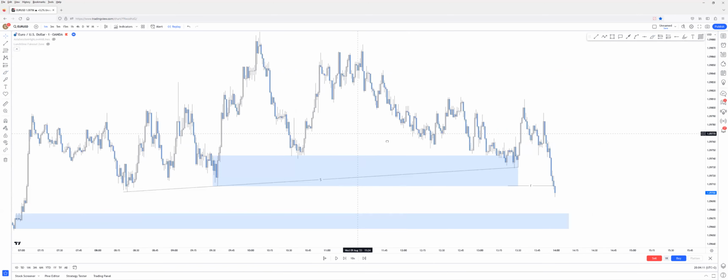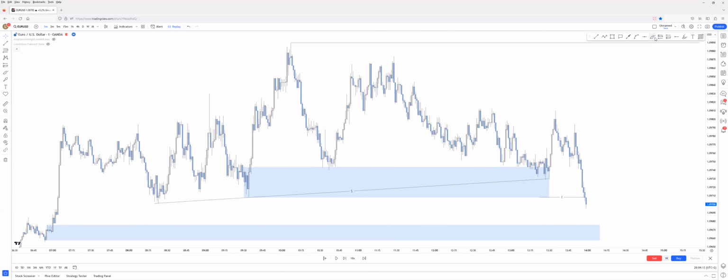And in the markup that I sent you, I said that we can expect a reaction on both of the demand areas. So before the session open, price already mitigated this demand right here.